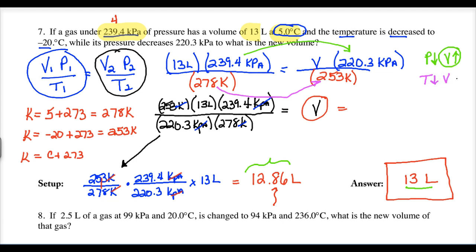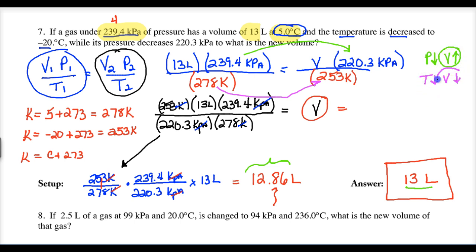This is Charles' law, assuming pressure and moles are constant. I know it's not, but just by the temperature dropping, what would that do to the volume? You can see that it would decrease it, right? Temperature and volume are directly related, whereas pressure and volume are inversely related.